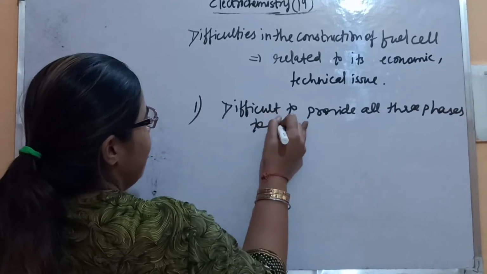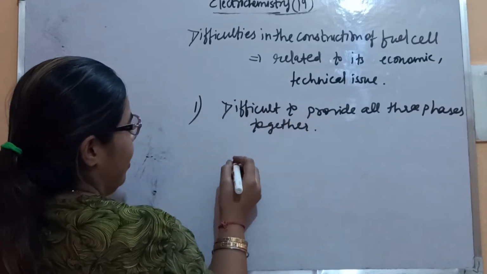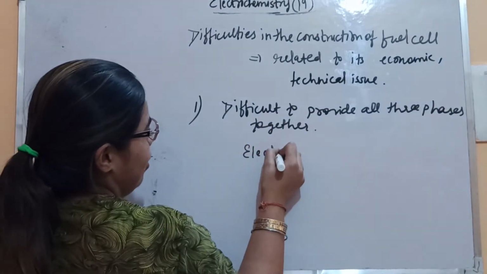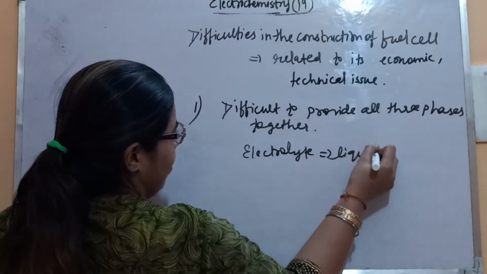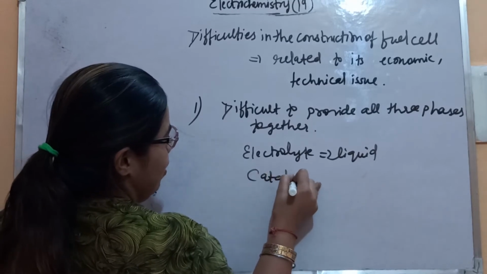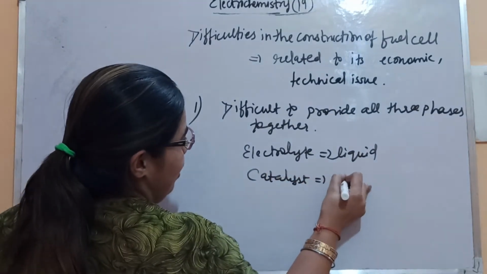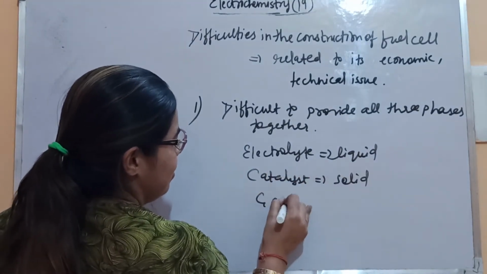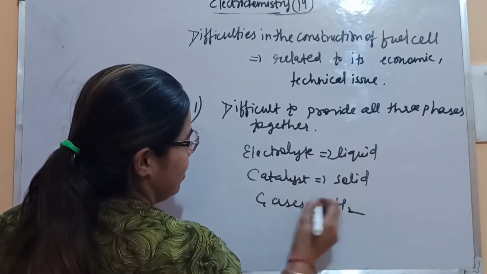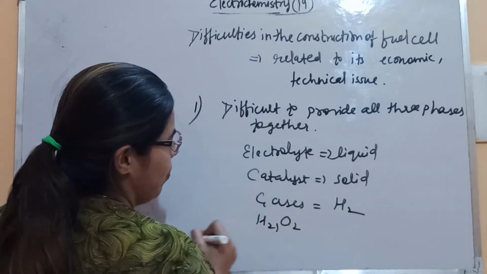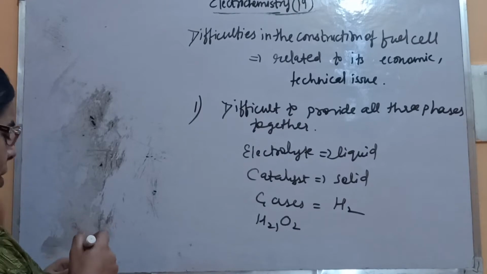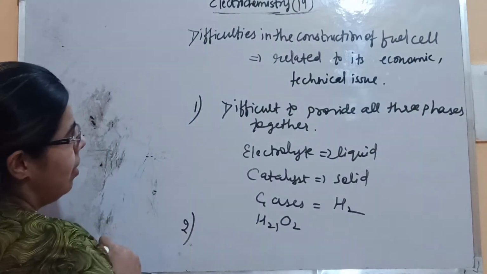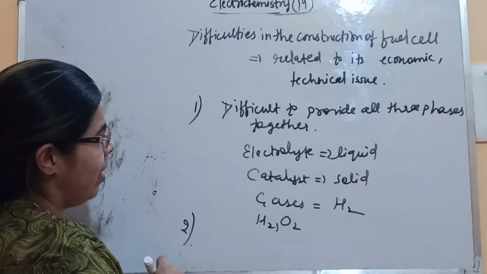As we have seen, the electrolyte is liquid, the catalyst that we are using is solid, and the gases we are using are hydrogen and oxygen. So it is very difficult to provide all the three phases together and to maintain them. This is one of the disadvantages.